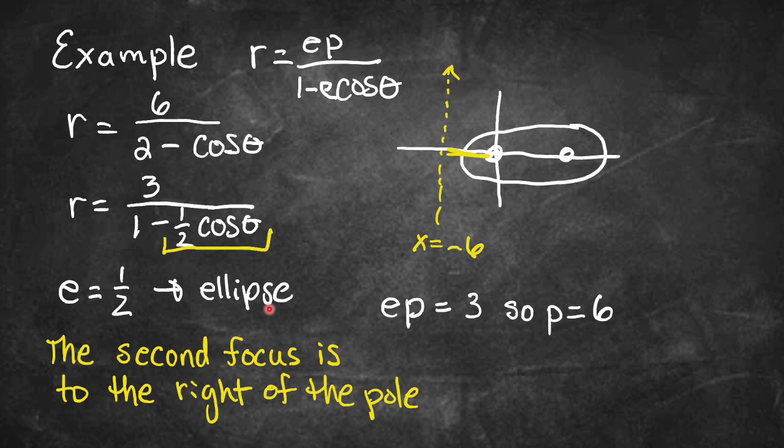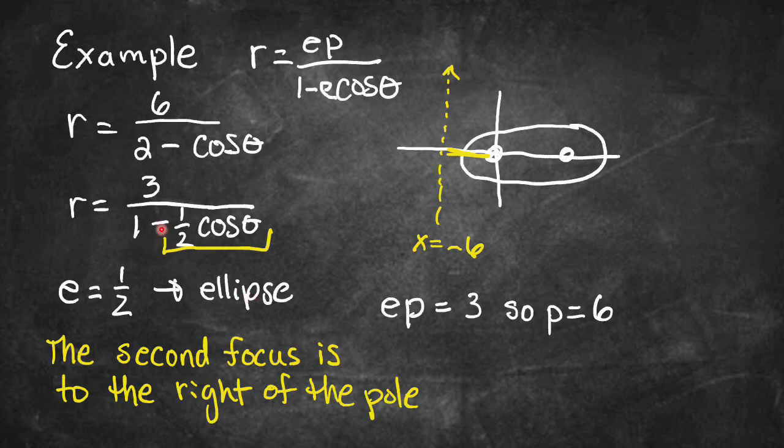Now I also have to find my value of p. Since I know my eccentricity is a half, and I know that e times p is 3, when I figure out what p is, I'm going to get 6. So that means the distance from the focus to the directrix is going to be 6.